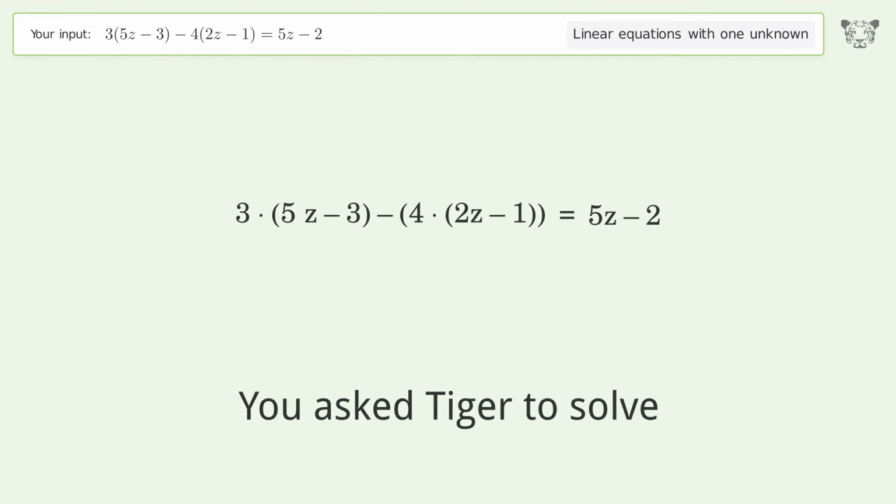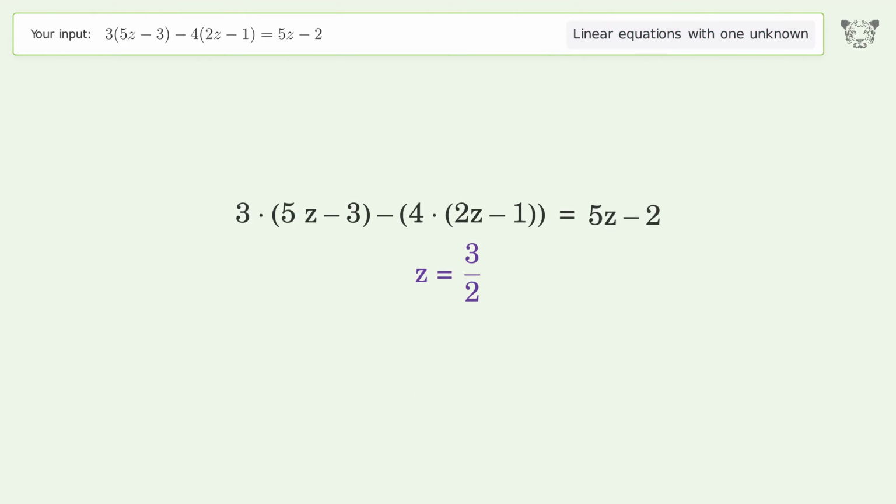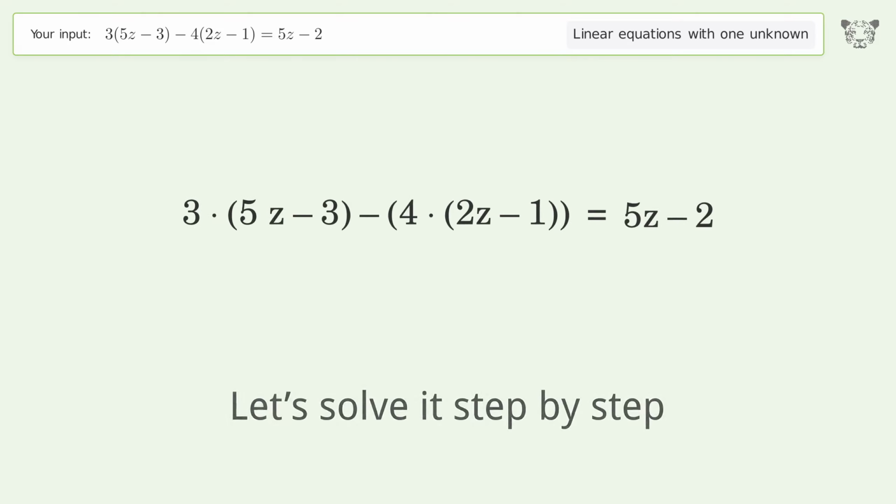You ask Tiger to solve this. It deals with linear equations with one unknown. The final result is z equals 3/2. Let's solve it step by step.